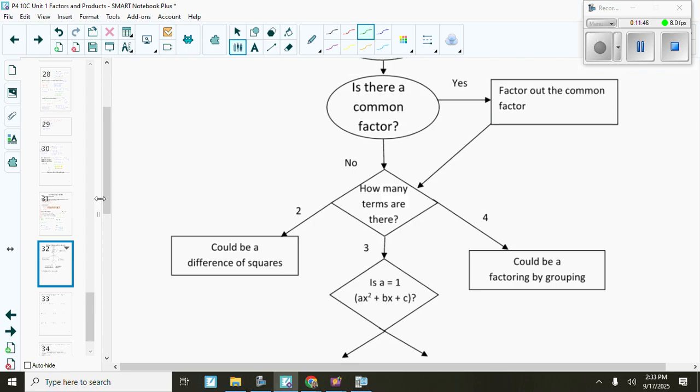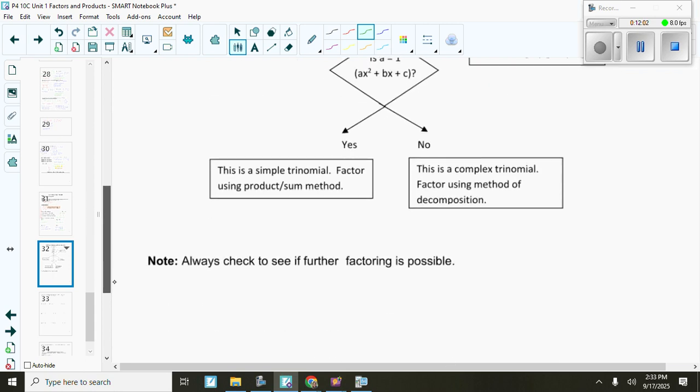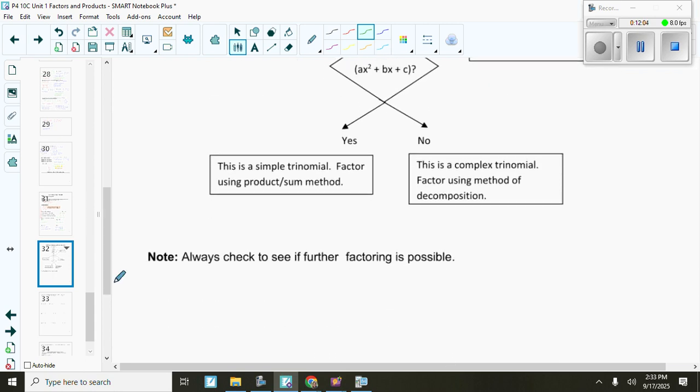If it has 3 terms, then we check: is it a simple trinomial or a complex trinomial? Which one is it? If it has 4 terms, then we're just going to be doing grouping. And so here we are: simple trinomial, and complex trinomial, where we do that breaking apart of the middle term, where we have to do product sum and grouping in order to get to the final one.